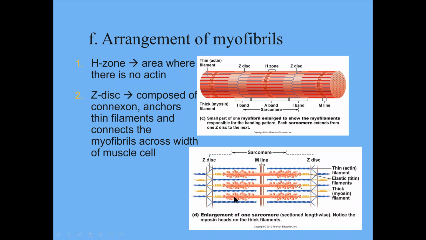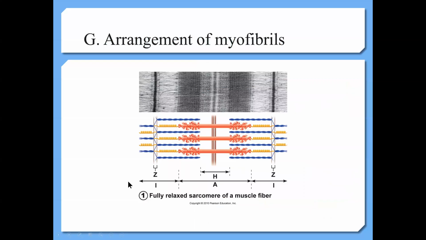There's only myosin here. The Z disc anchors the thin filaments and connects the myofibril across the width of the muscle cell. So it connects both the actin and the myosin. The myosin, because it ends, has to have elastic filaments, titin, to connect it. But all these filaments are connected here at the Z disc, and the myosin is connected at the M line.